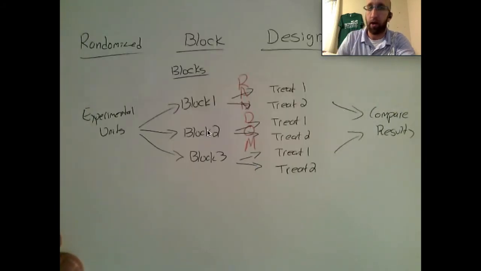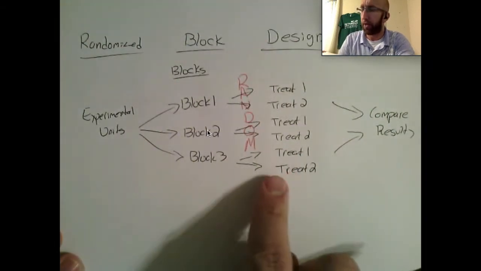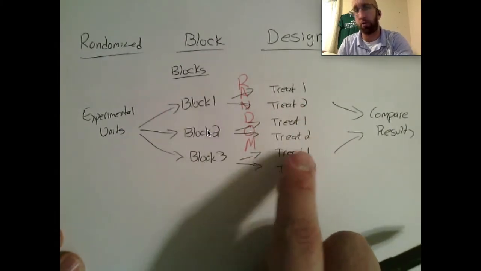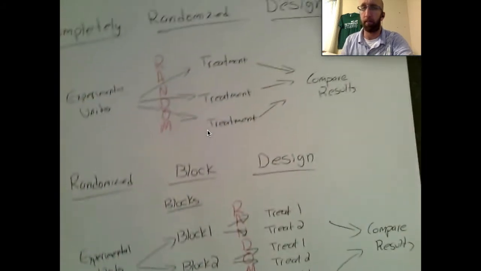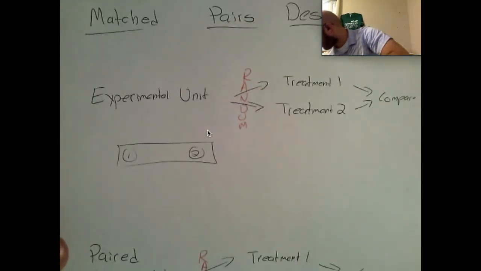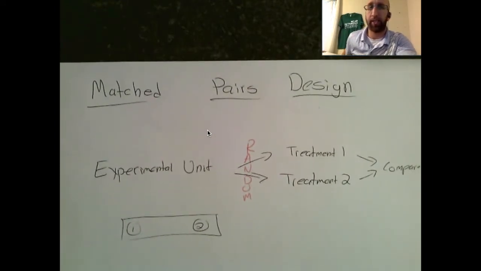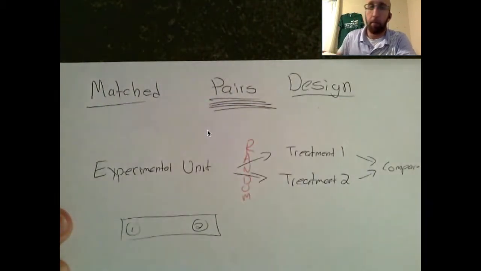Your random assignment of treatments, that's your randomization. And your control, you could have placebos in here, your control groups. Your blocking here helps you get a little bit of control as well. One last type of experimental design we talked about is a matched pairs design. It's really a specialized kind of block design, but it really works in pairs.